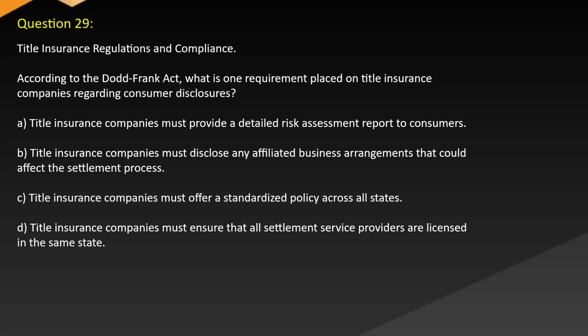According to the Dodd-Frank Act, what is one requirement placed on title insurance companies regarding consumer disclosures? A. Title insurance companies must provide a detailed risk assessment report to consumers. B. Title insurance companies must disclose any affiliated business arrangements that could affect the settlement process. C. Title insurance companies must offer a standardized policy across all states. D. Title insurance companies must ensure that all settlement service providers are licensed in the same state.